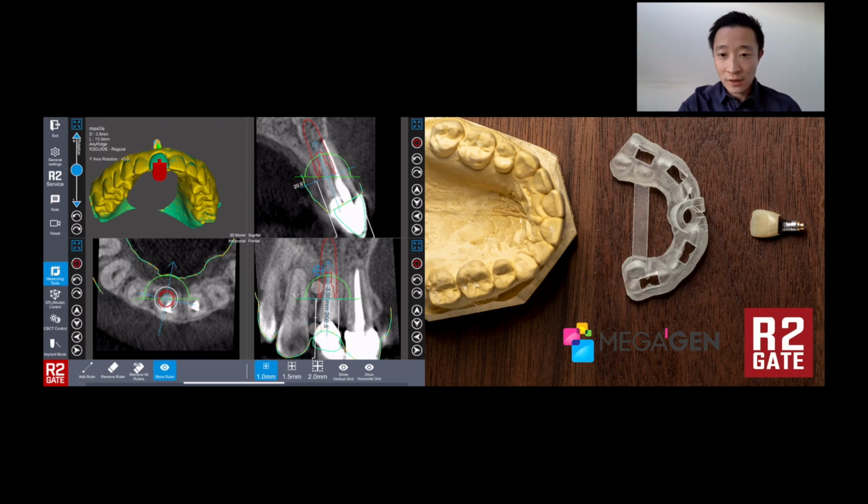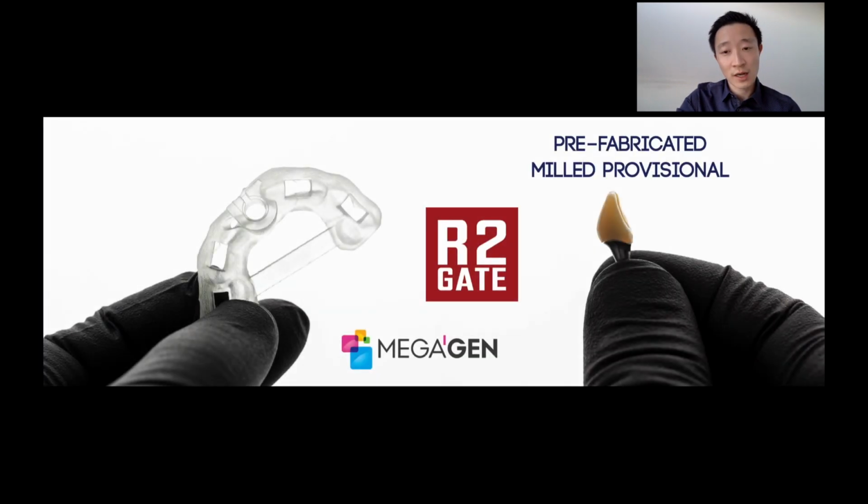So I won't run the whole course, but basically what you see on the right there, and in this next picture as well, are the products we got back from the lab. On the left is a surgical guide that has the implant for the tooth that we are taking out, and on the right we have a temporary that's prefabricated and milled.